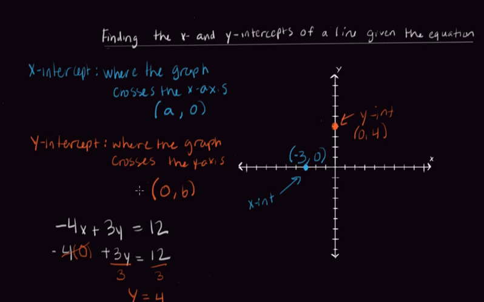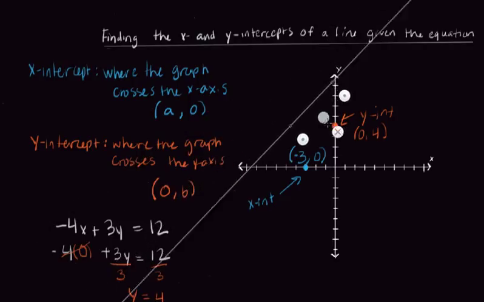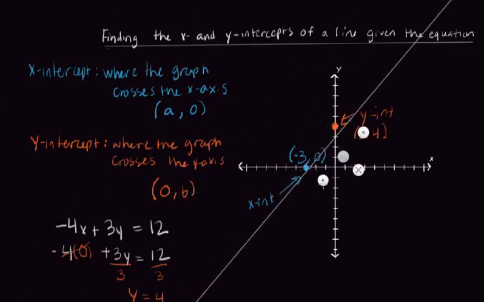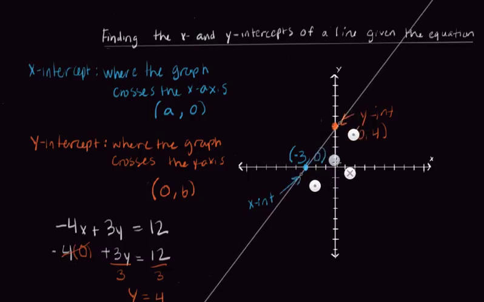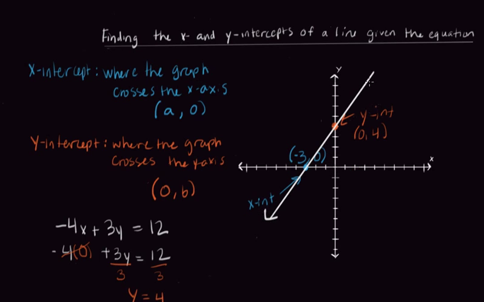Another important thing to note is that once you have 2 points of a line, you can actually graph that line. So this is kind of a shortcut for graphing lines sometimes. If you know both of the intercepts, you can just draw the line between those 2 points, and that's the graph of this line, negative 4x plus 3y equals 12. The graph of that line is right here, and we just graphed it just by finding the intercepts.